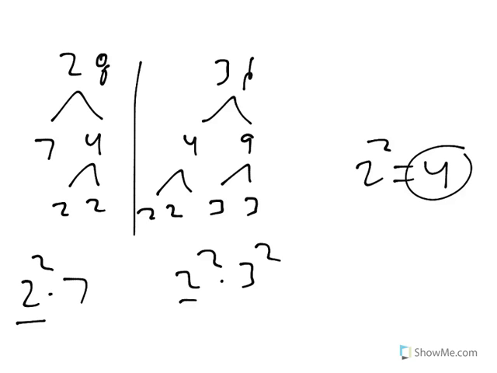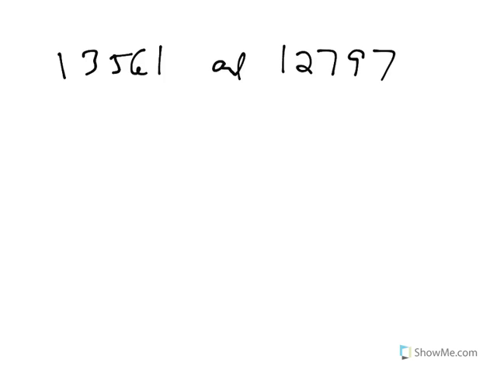So that's fine if the numbers are small enough. But what if the numbers are large? For instance, find the GCD of 13,561 and 12,797. So the factors of those are not obvious at all. I'm going to show you something called the Euclidean Algorithm, which finds the greatest common divisor without finding either the factors of either of the numbers.